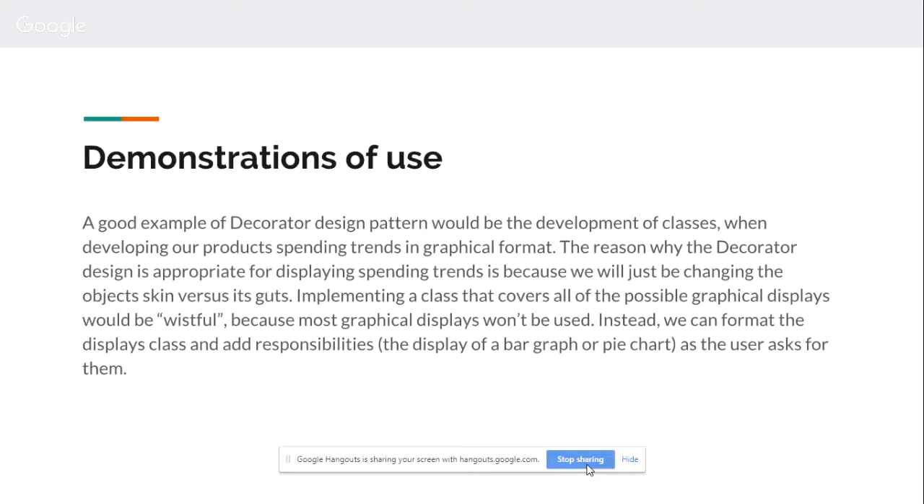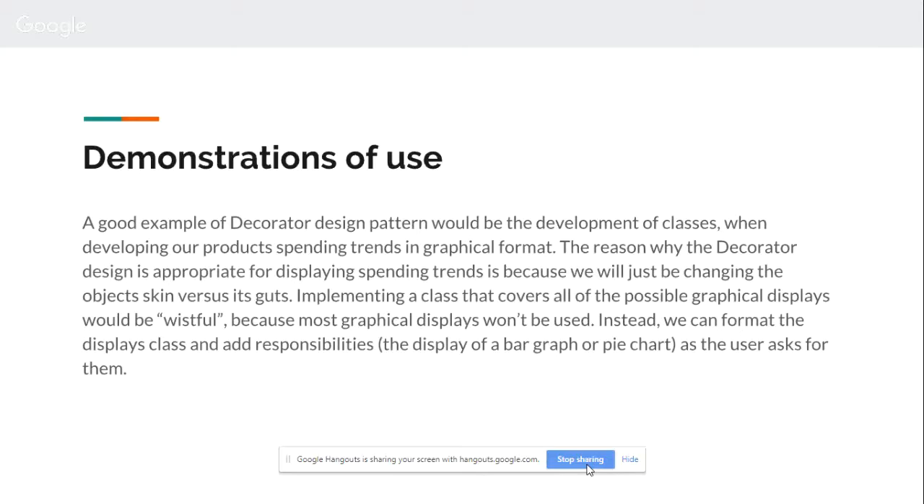Implementing a class that covers all possible graphical displays would be wasteful because most of the graphical displays won't be used by our users. Most users will only choose to use one or two displays at a given time. Instead, we can format the display classes and add responsibilities as the user asks for them. So if the user wants to use a bar graph or pie chart, we'll modify the graphical interface as the user asks.